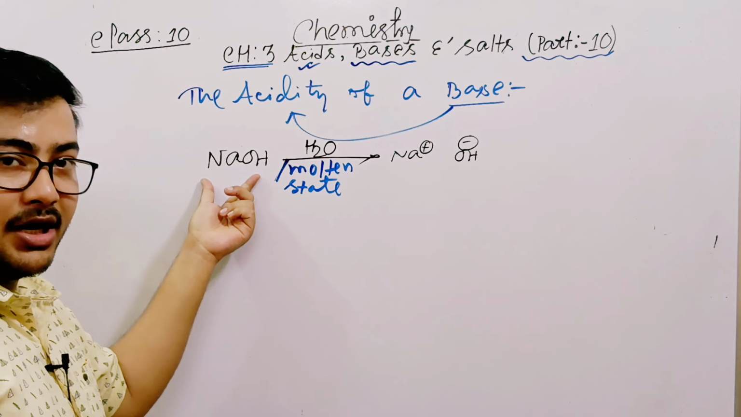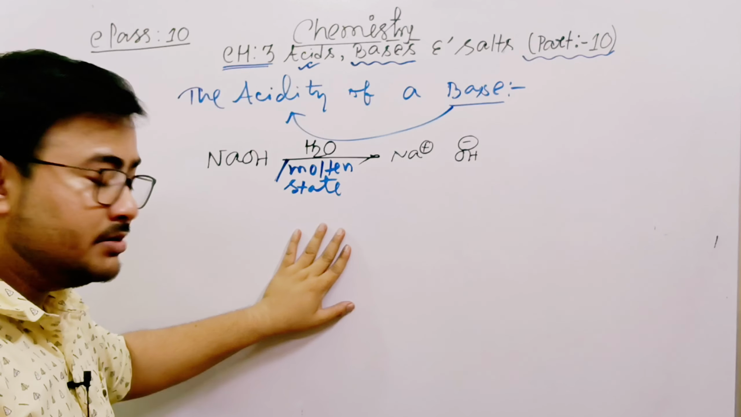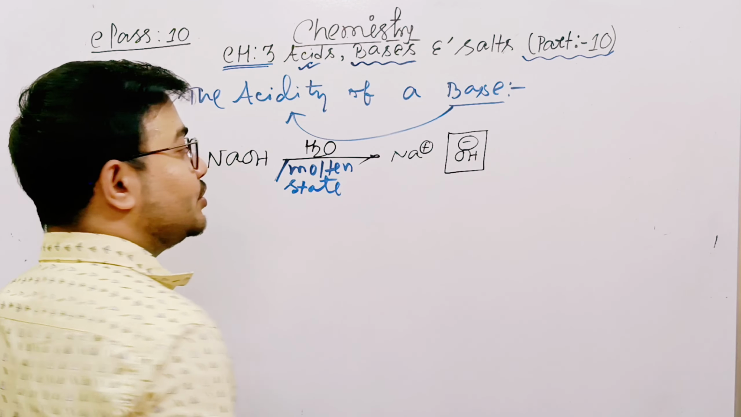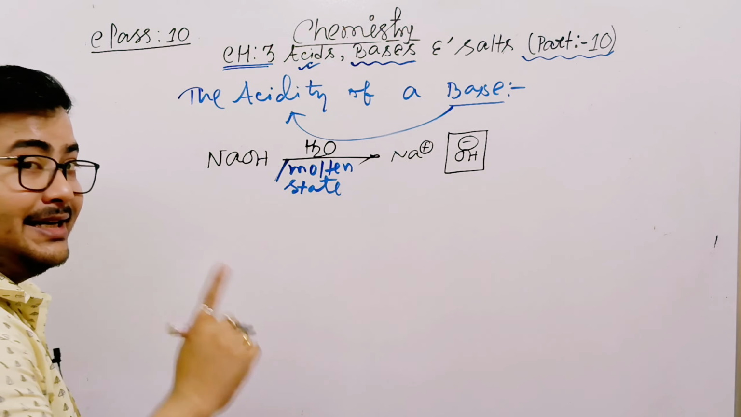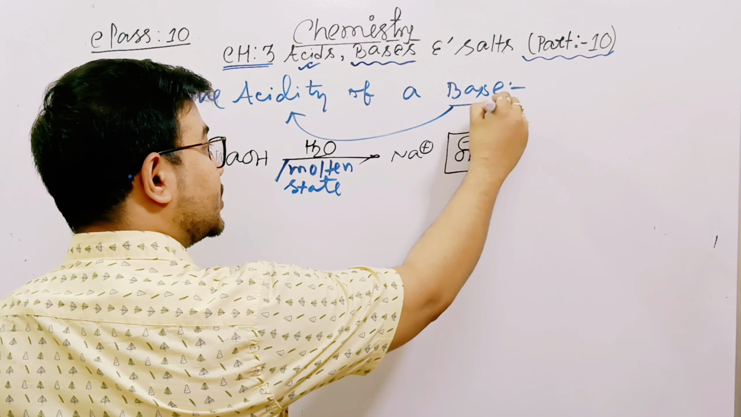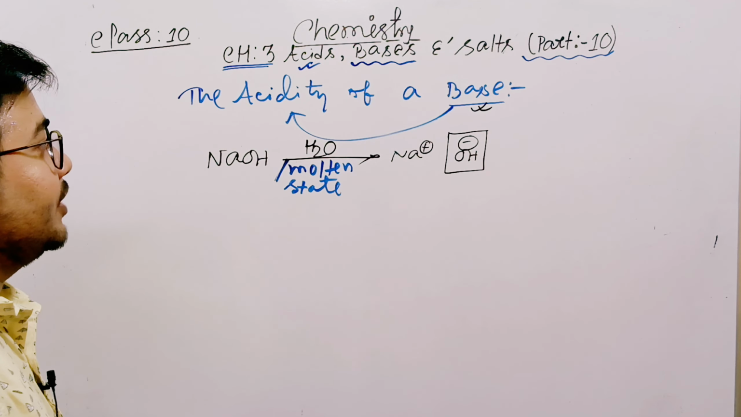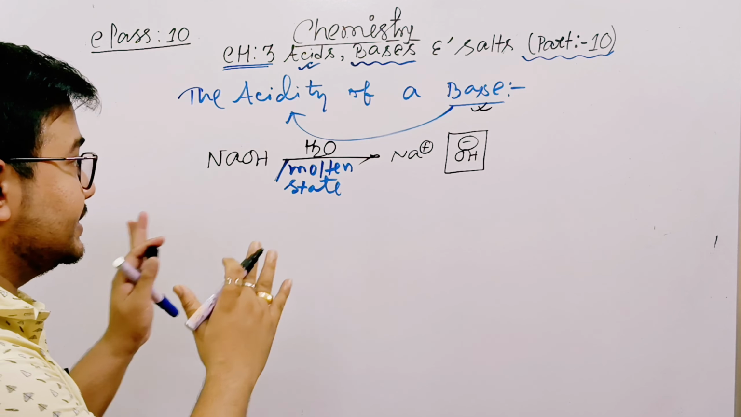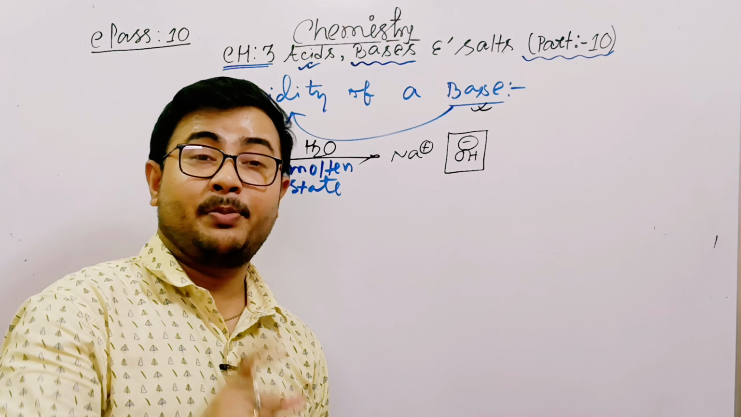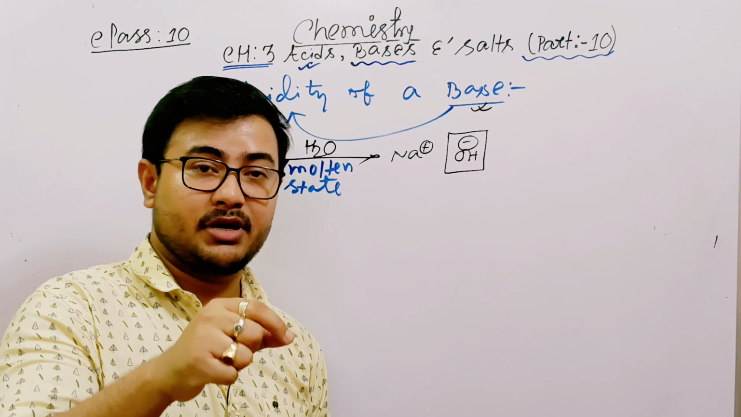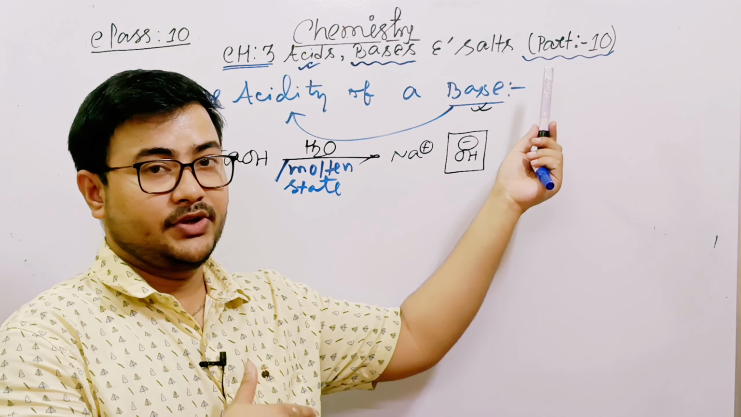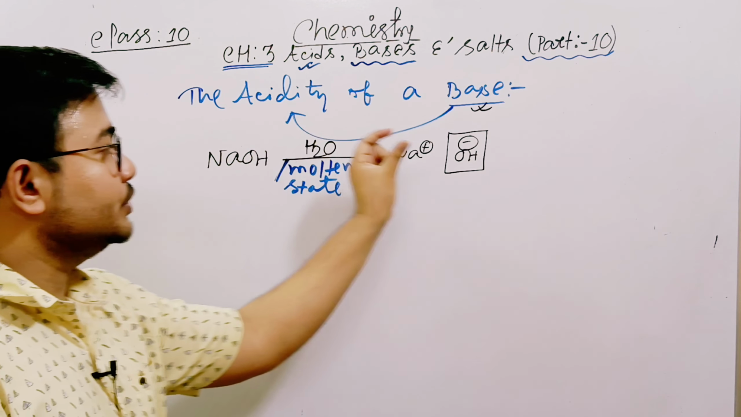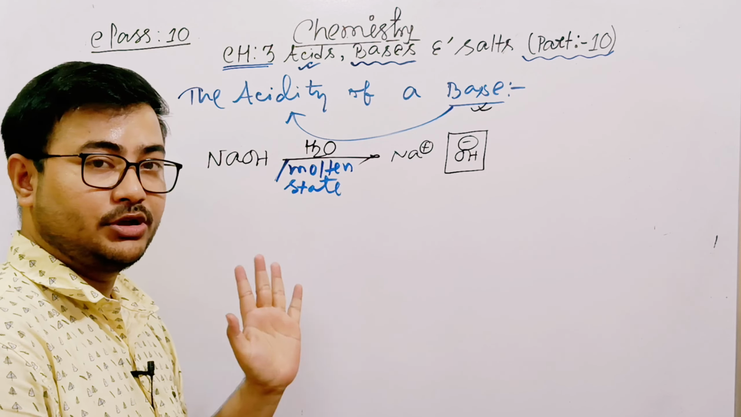First clear the concept, later I will give the definition for your board exam. So when any compound in aqueous medium or in molten state produces OH minus ion, that is hydroxyl ion, then it is called a base. It is a simple definition of a base. I already discussed the proper definition in previous videos, so watch that video first. This is for understanding purpose.